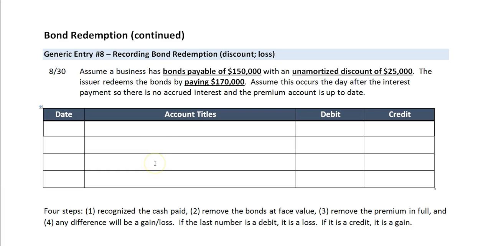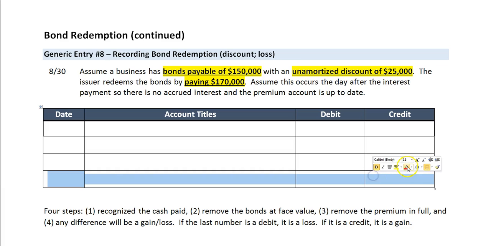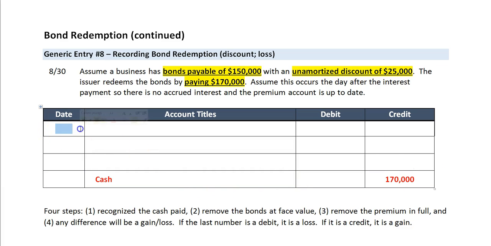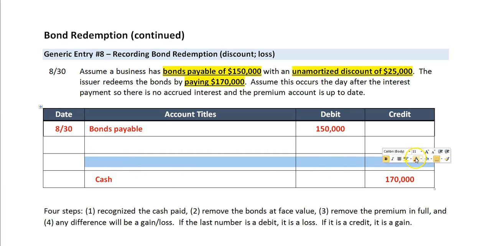Another example with bonds redemption. This time it's going to be at a loss. So we've had the same bonds. We'll move through it quicker. Bonds payable $150,000. This time an unamortized discount, and I think we paid $170,000 before. So we'll credit the cash account for $170,000. We'll take the bonds off at face value. We'll take this unamortized discount. Remember, it has a debit balance, so we have to credit the account to take it off. Discount has a debit, so we have to credit it to take it off.